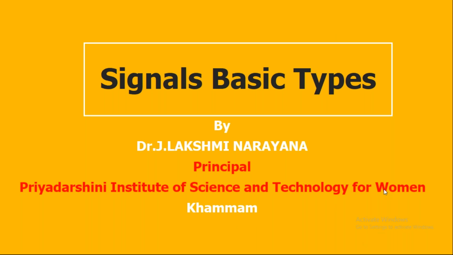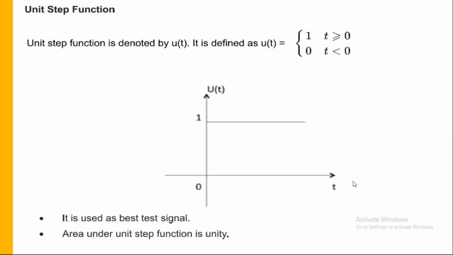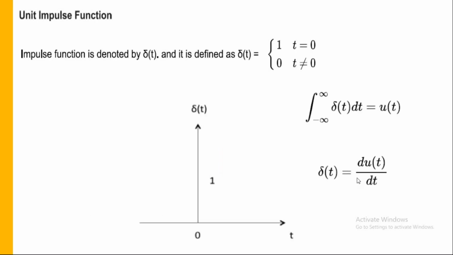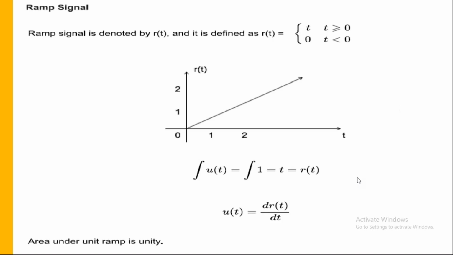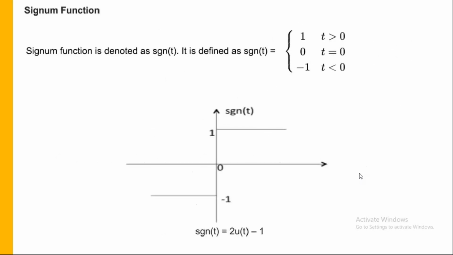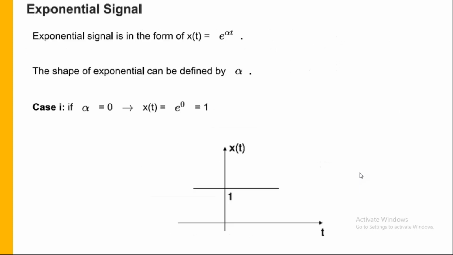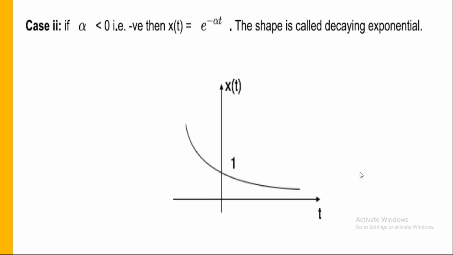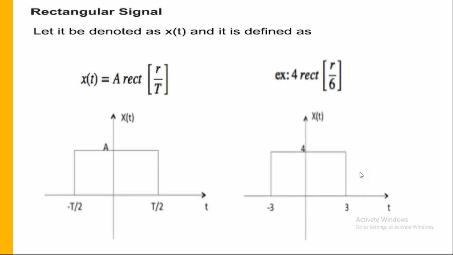So in the last class we discussed the basic types of signals. There we discussed the unit step function, then the unit impulse function, then the ramp signal, then the parabolic signal, then the signum function, and the exponential signal also. I think up to this we discussed. Now I'm going to continue from the rectangular signal onwards.